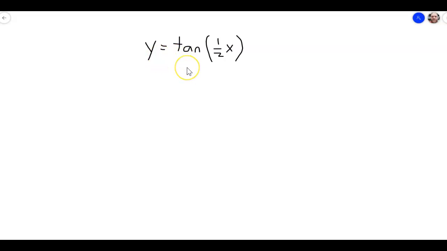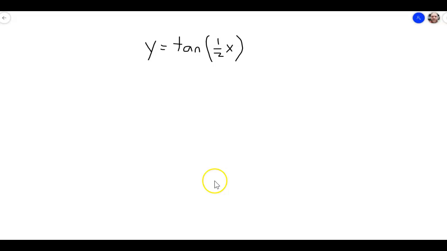And we have the function here, y is equal to the tangent of 1/2 x. And it says graph the function, make sure to label any key points and show at least 2 cycles. And it says use the graph to determine the domain and the range of the function.